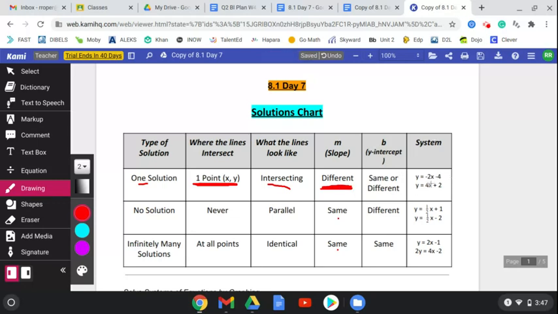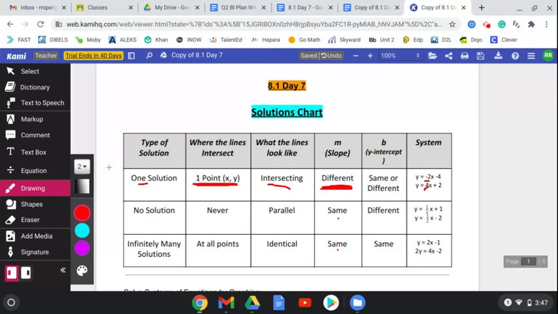So in this system, for example, if you got y equals negative 2x minus 4 and y equals 4x plus 2, I can see the slope of this equation is negative 2. The slope of that equation is 4. They're different slopes, one solution. I know right away when I graph these, they will intersect at exactly one point.